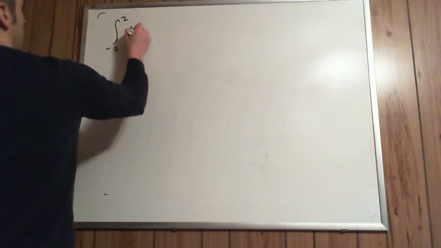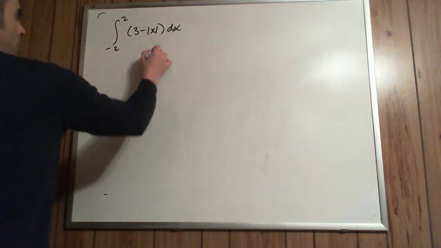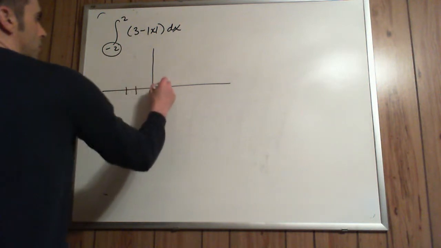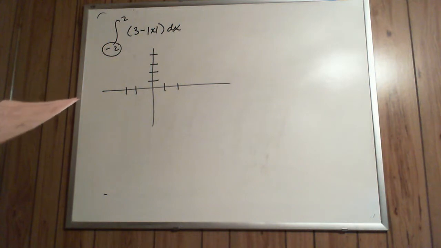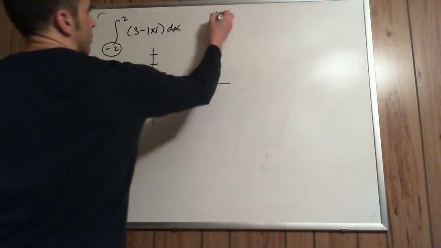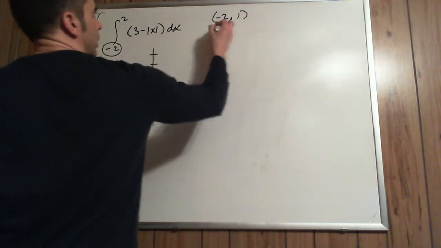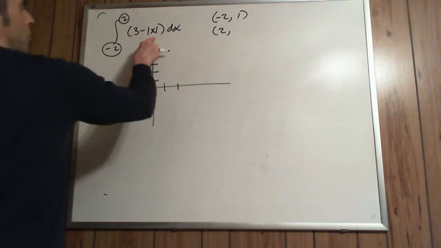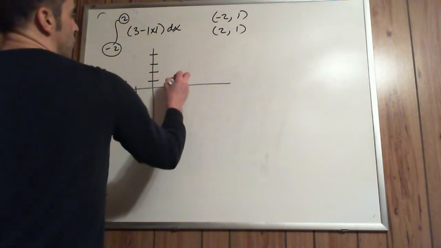The definite integral from -2 to 2 of 3 minus the absolute value of x dx. So again, where do you get started here? You start with the endpoints of the definite integral. So take -2, put it into the function. The absolute value of -2 is 2. 3 minus 2 is 1. Pick 2, the other endpoint. 3 minus 2 is 1. So over -2, up 1, and then 2, 1.